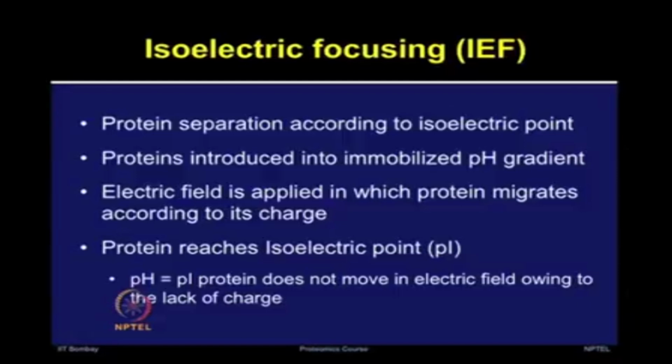When protein is reaching its isoelectric point, where pH becomes equal to its isoelectric point or pI, then proteins do not move in the electric field because of the lack of charge. So, when pH equals pI, then protein will not move any further.